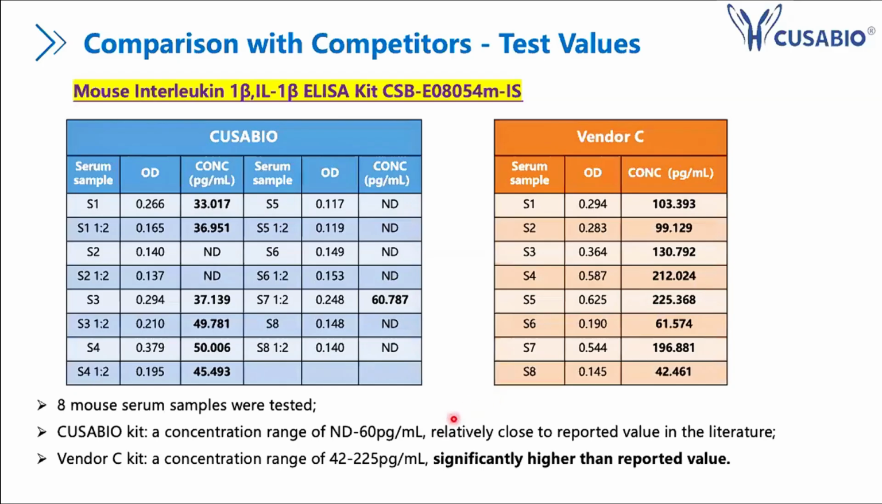We checked past reports, and we found that the concentration detected with our CUSABIO kit was close to the value reported in the literature. The concentration obtained from the vendor C kit was significantly higher than reported in the literature. So in this case, I will say that CUSABIO has very good performance.